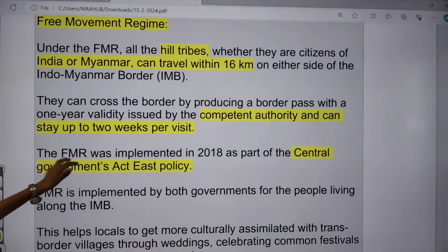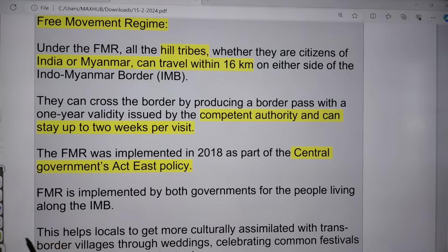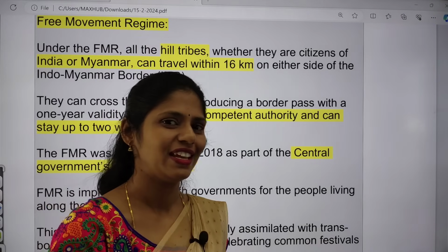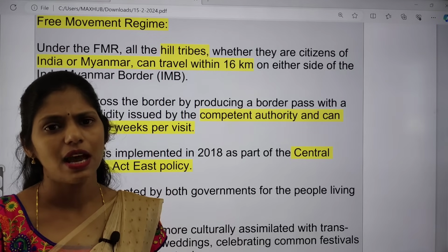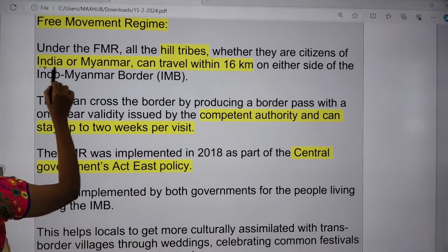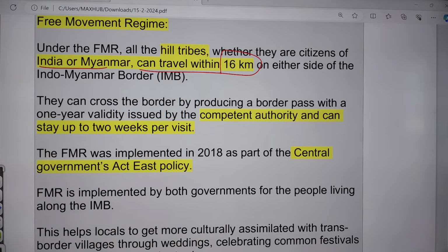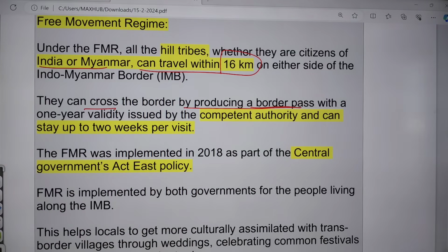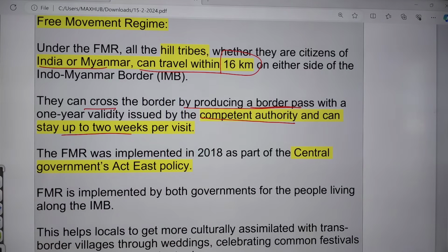And what is this free movement regime? A number of times we already discussed this topic, right? So this free movement regime means, especially between India and Myanmar, we have mainly the Arakan Yoma. Yes or no? We have hills, that is an extension of the Himalayas. In these hilly regions, normally it is inhabited by tribal people. They are called hill tribes. Whether they are citizens of India or Myanmar, they can travel within 16 kilometers on either side of the India-Myanmar border. And they can even cross the border by producing a border pass with 1 year validity, which is issued by a competent authority, and can stay up to 2 weeks per visit.